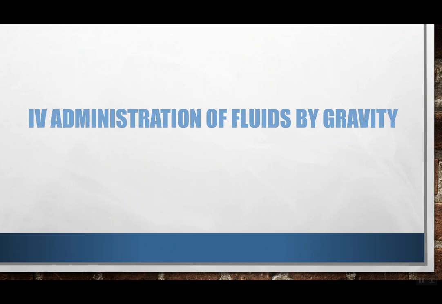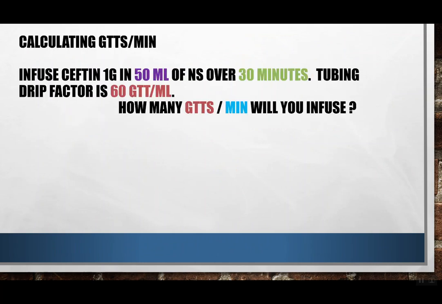Here's another one, IV administration of fluids by gravity. So we want to calculate drips per minute, or GTTs per minute. Our problem is infuse Ceftin 1 gram in 50 mils of normal saline over 30 minutes. The tubing drip factor is 60 drips per mil. How many drips per minute will you infuse?